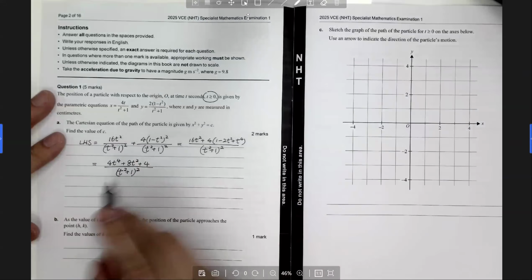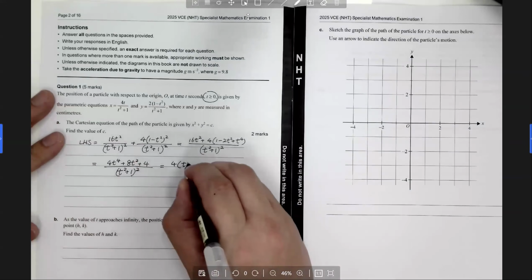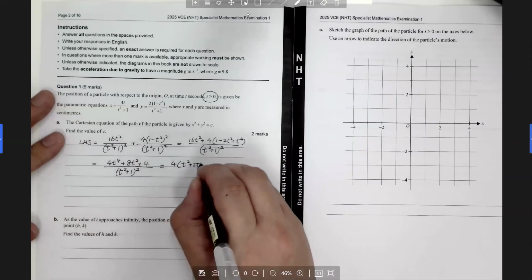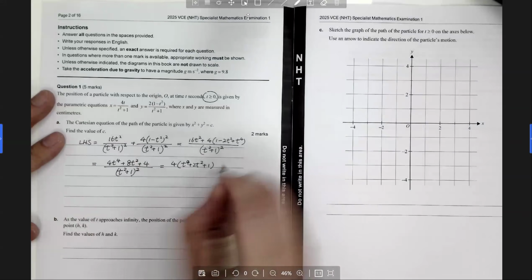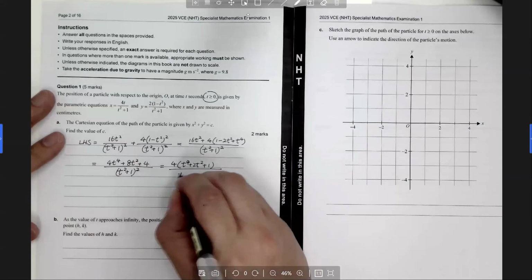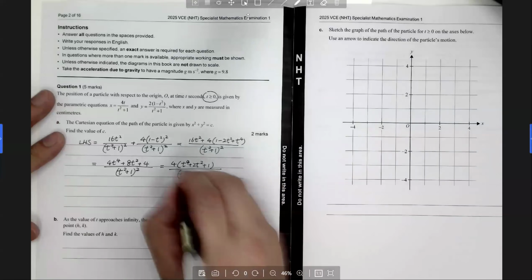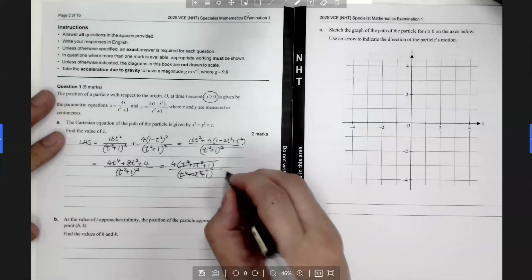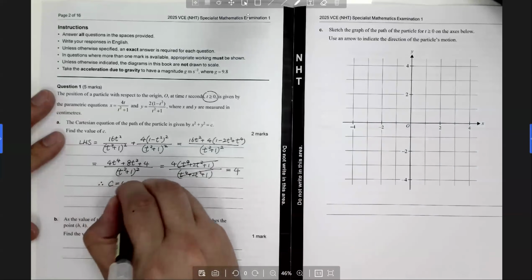Then you may recognize there is a 4 in the front. So basically it's 4 times t to the power 4 plus 2t squared plus 1. And then the bottom is just t to the power 4 plus 2t squared plus 1. So eventually the numerator and denominator cancel out to be a 4. Therefore, the c value is 4 to answer the question.